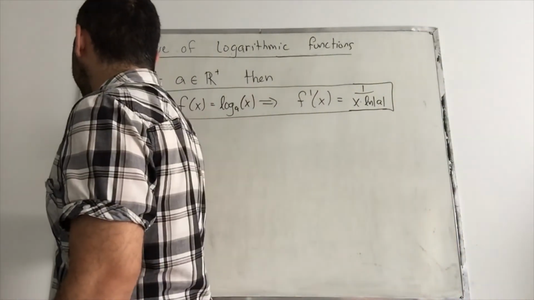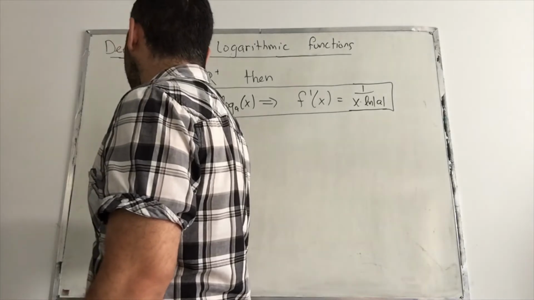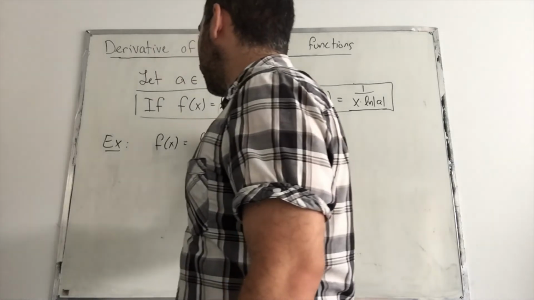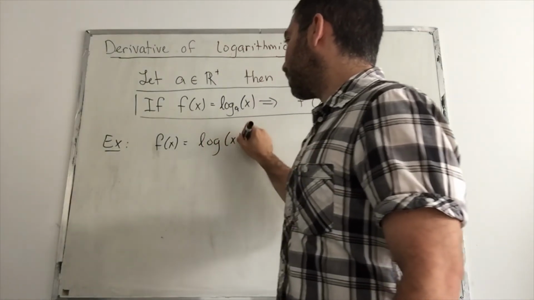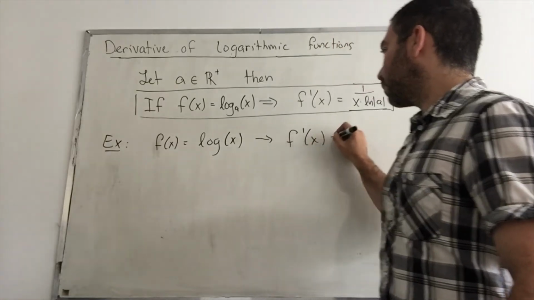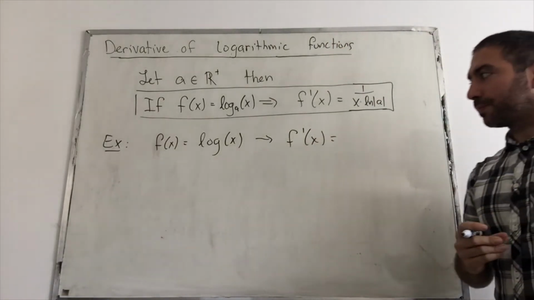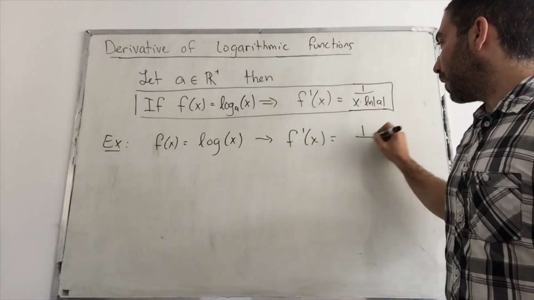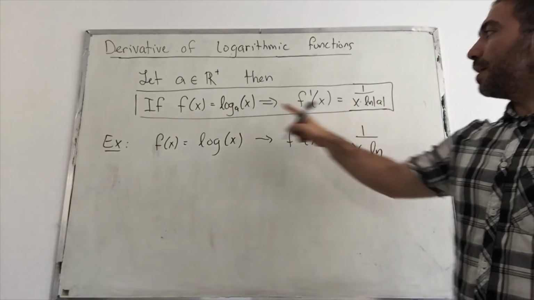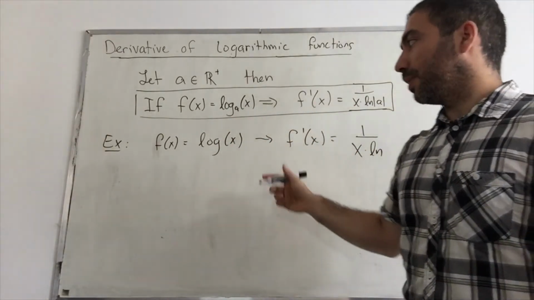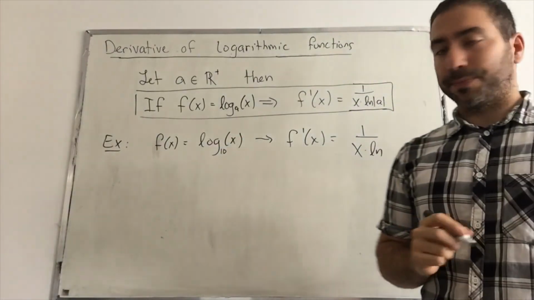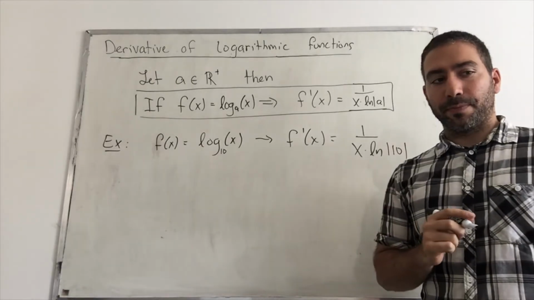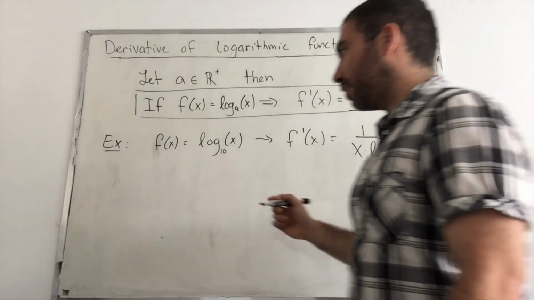So the example, let's say we have just f of x is equal to log of x. What's its derivative? What's f prime of x? So using the rule, it's just telling us that the derivative is going to be 1 over x, that stays, times ln of a. A is the base of the log. If it's not written, we assume it to be, or we know it to be 10. Okay. So this would be 1 over x times ln of 10. And that's the derivative. Any other number, same idea.